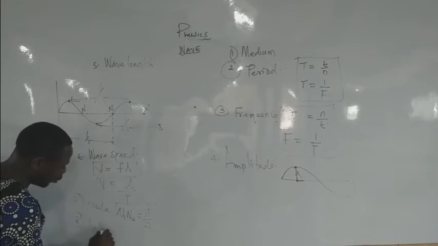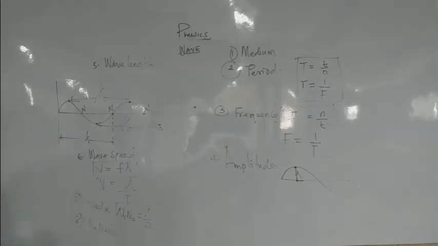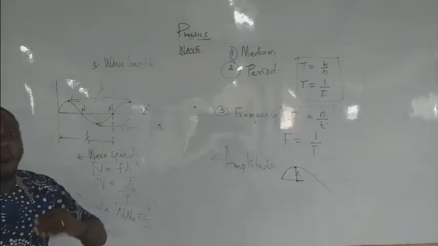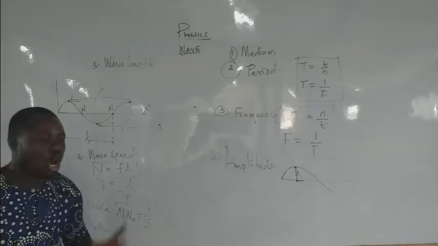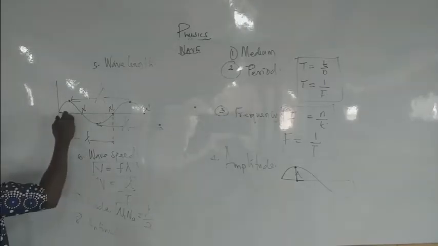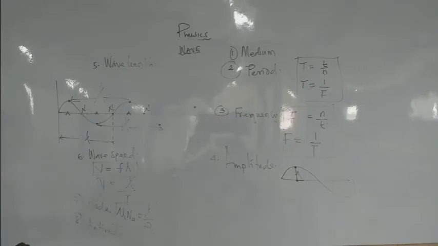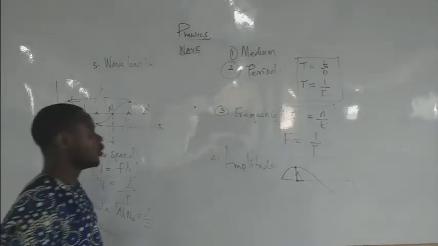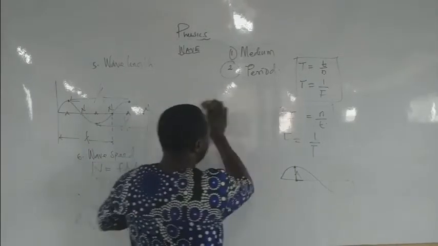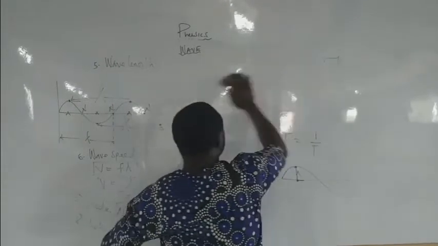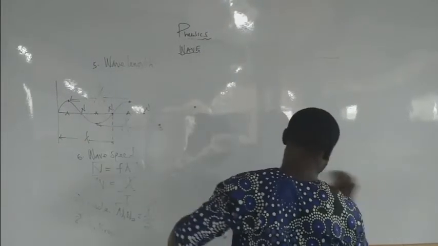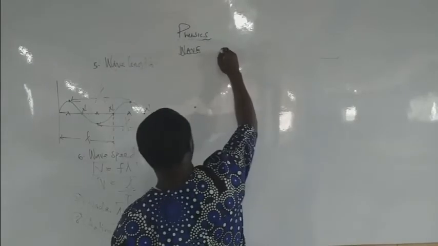Number 8, antinode. What is an antinode? An antinode is a point where there is a maximum displacement of the medium. A point where there is what? Maximum displacement of the medium. This point is what? Antinode, antinode, antinode. That is where there is maximum displacement of the medium, called antinode. Number 9. Wave front.